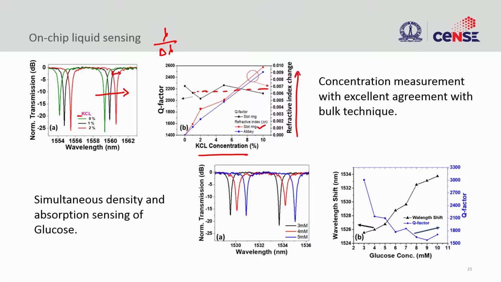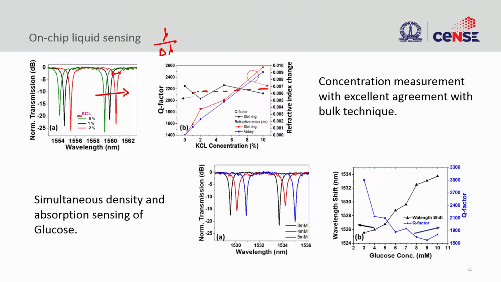The refractive index change we see here, we are confirming it with an Abbe refractometer. This is a standard way of measuring the refractive index. It is a bulk tool that we use as a reference, and that shows an excellent agreement between the measurement that we do on chip using this slot ring and a bulk measurement. So, this confirms that whatever refractive index change that we are measuring is actual change in the concentration of the analyte that we have, in this case potassium chloride. So, this confirms refractive index measurement.